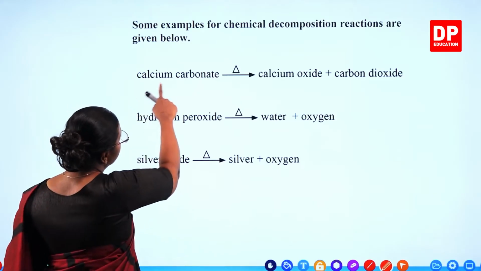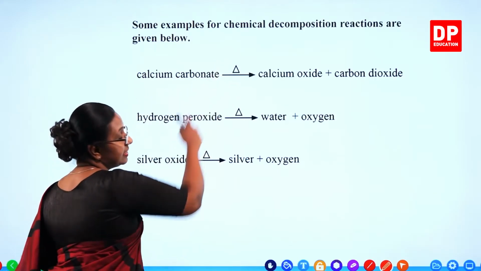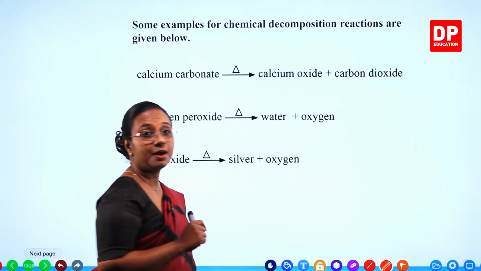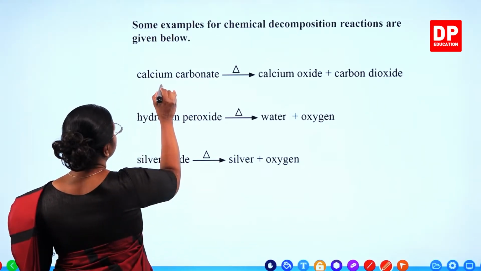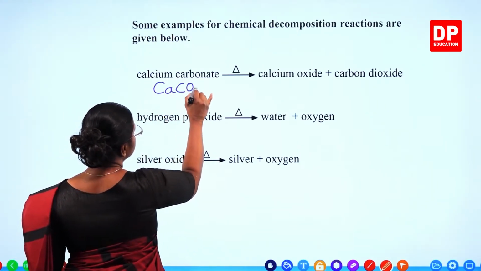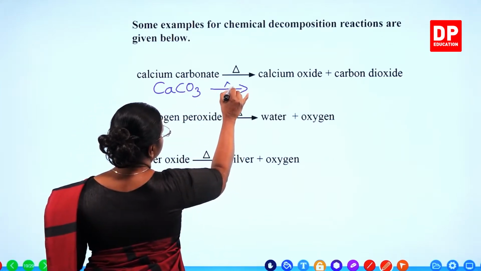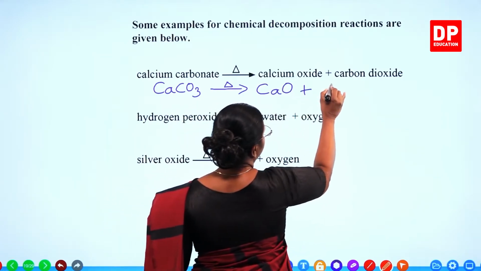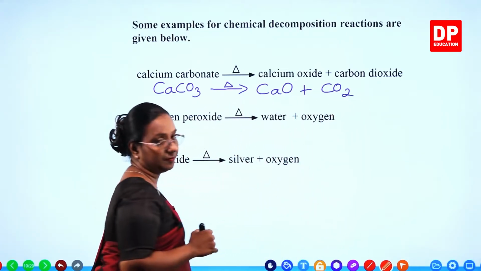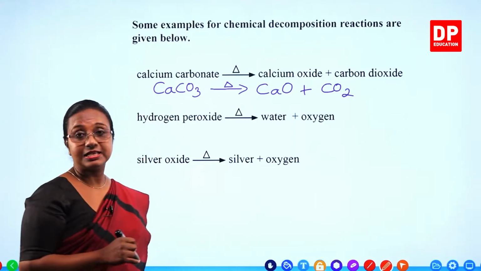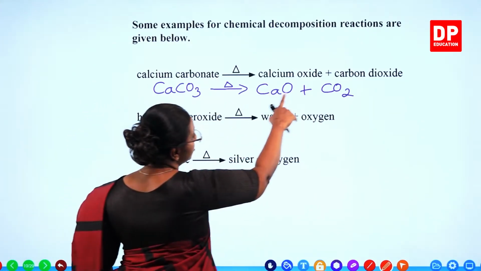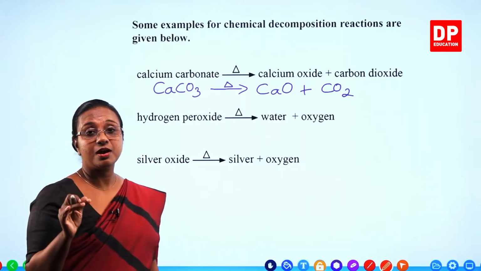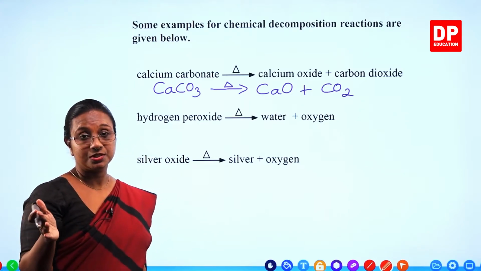So first one, calcium carbonate. You can see the symbol heat, giving rise to calcium oxide and carbon dioxide. So here calcium carbonate on heating gives rise to calcium oxide and carbon dioxide. Now one compound, that is the reactant, decomposes to produce two new compounds. Calcium oxide, carbon dioxide, both are compounds.